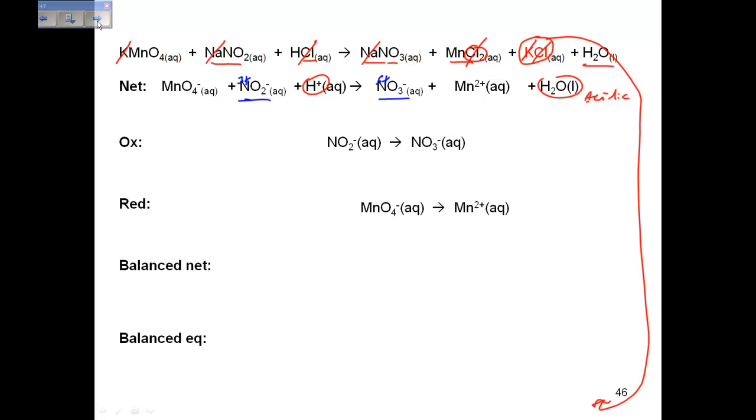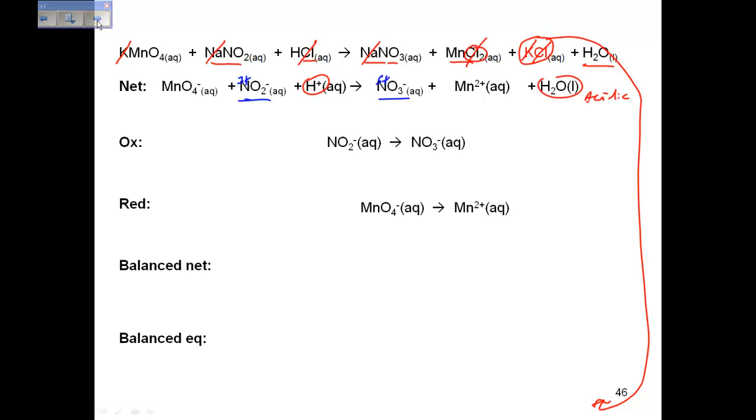Okay, next thing we're going to do is balance atoms. Let's handle the oxidation first. Got 1 nitrogen on both sides, not a problem. I've got 2 oxygen on one side, 3 oxygen on the other side. If I try to change that by using what's there, I would never catch up because I would mess up the nitrogens once I balance the oxygens.